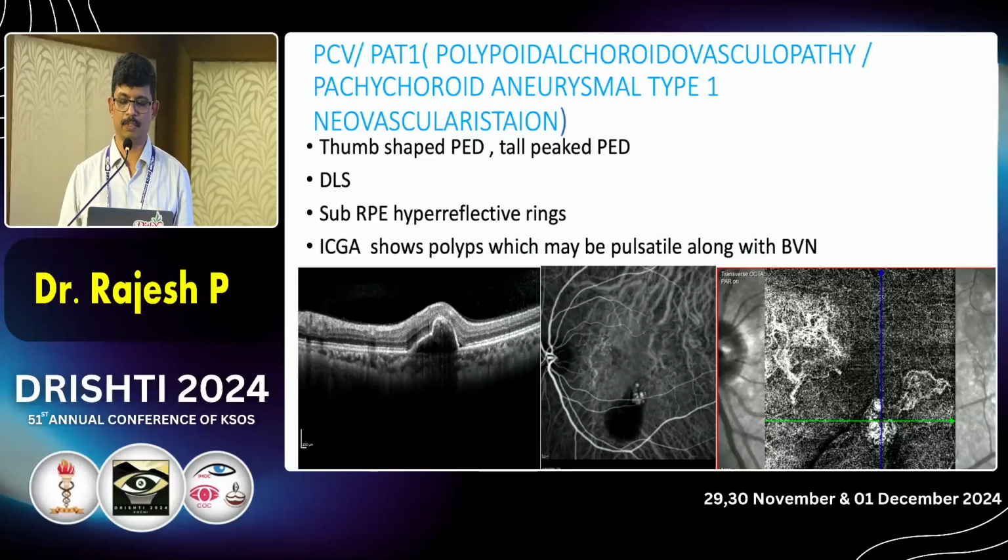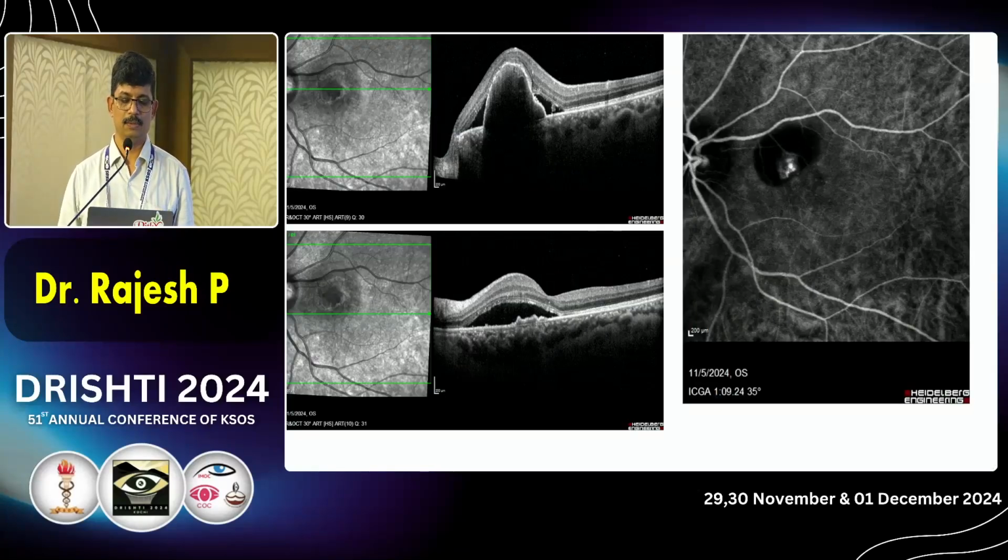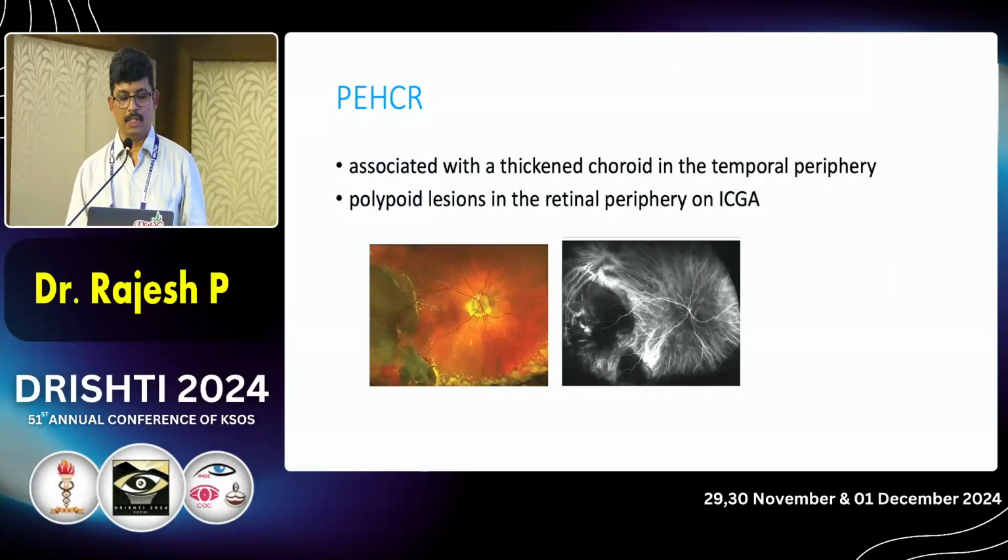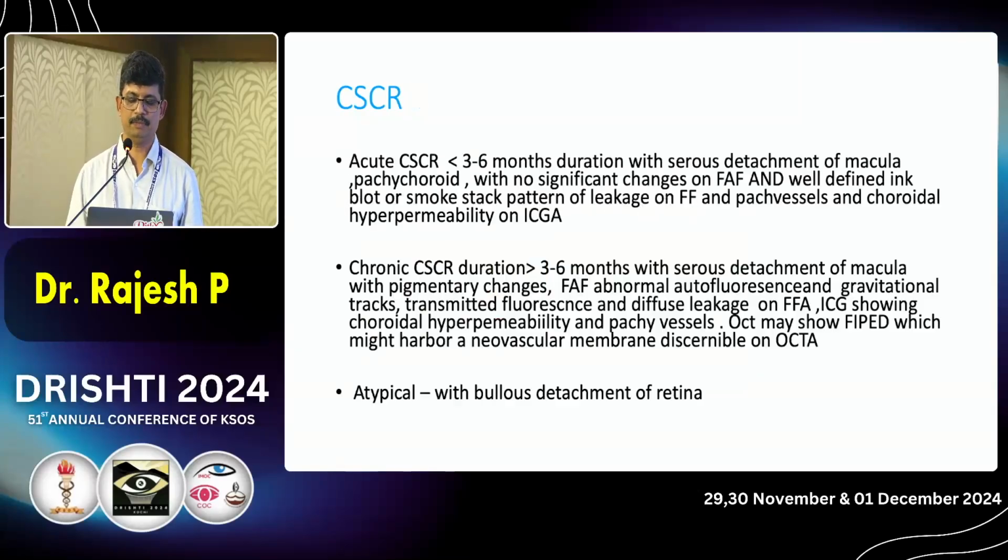The aneurysms may not be made out on OCT angio. And PEHCR, or peripheral exudative hemorrhagic choroidal retinopathy, is a type of peripheral PCV where the choroid is thickened in the temporal aspect. You will be able to see the polyps on ICG. Then treatment is again laser and anti-VEGF injections.